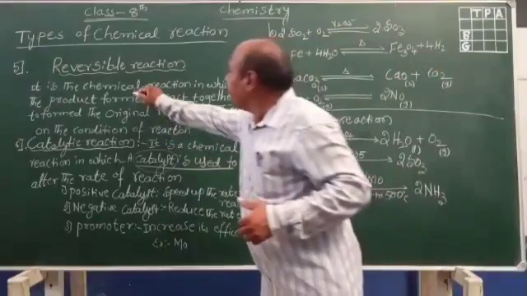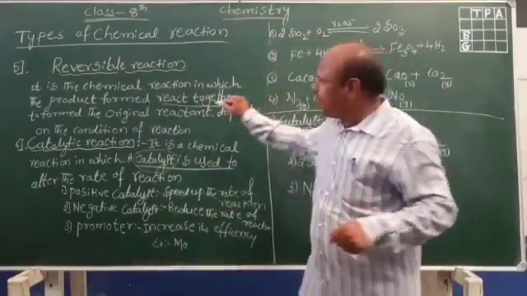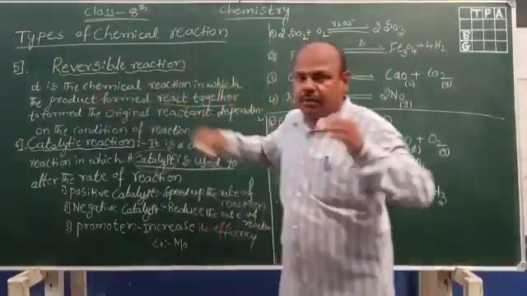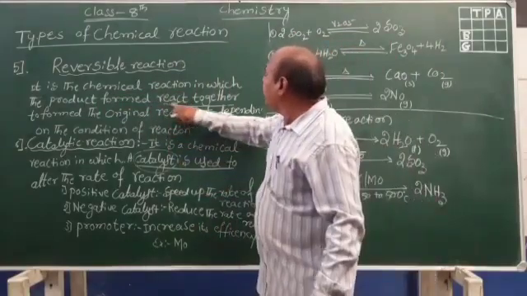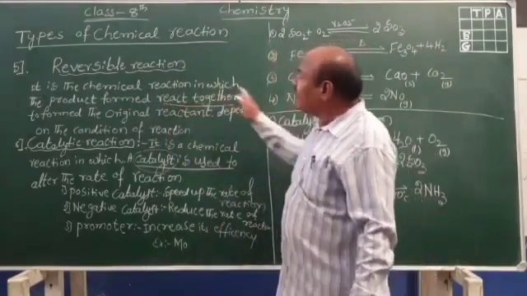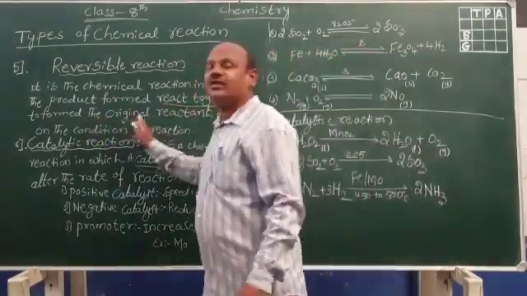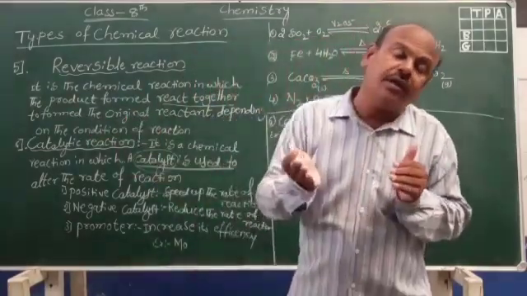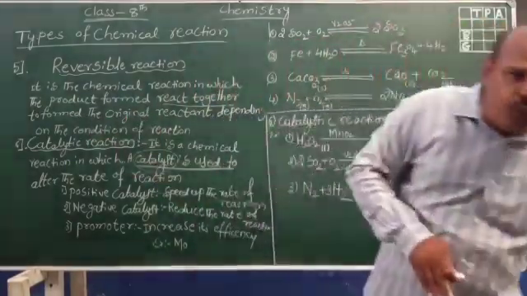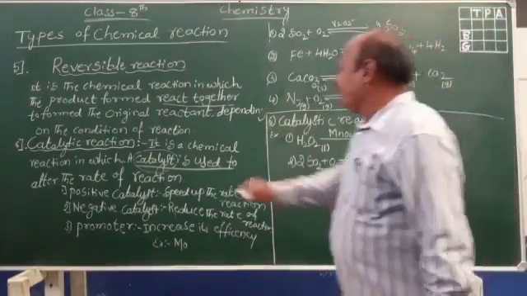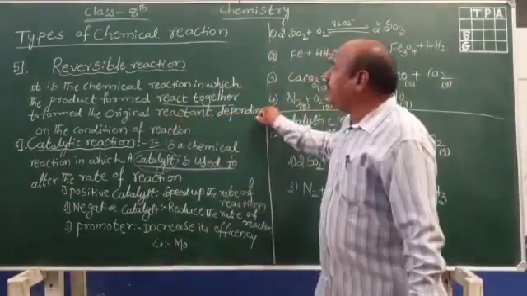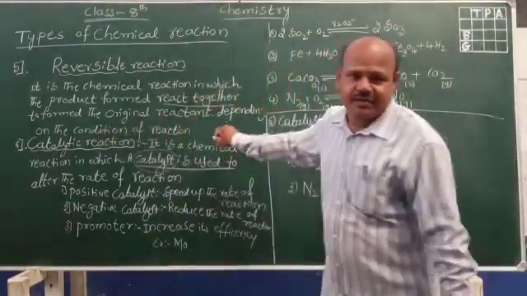A reversible reaction is a chemical reaction in which the products react together to form the original substances, that means the original reactants, depending on certain conditions.